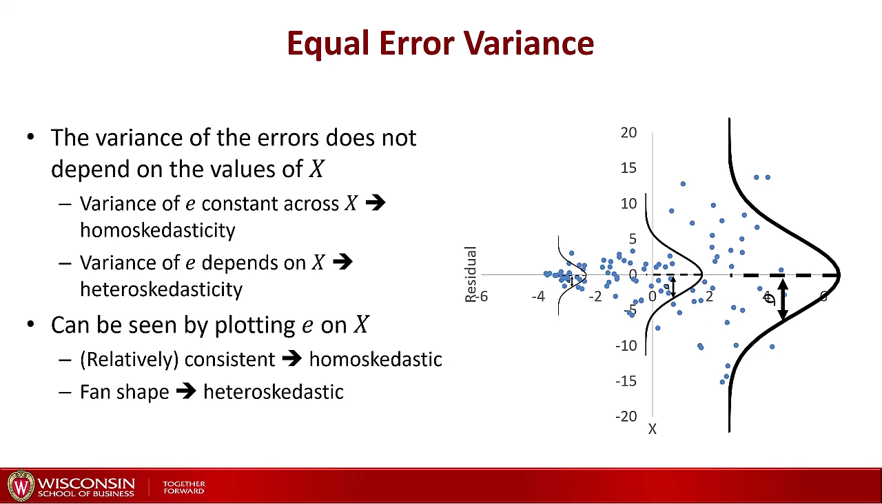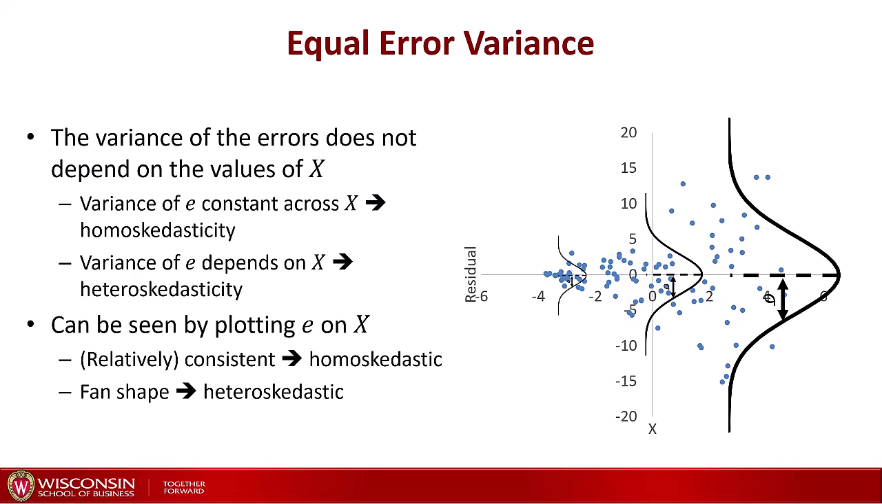When the variance of the errors is constant across all values of x, we say that the errors are homoscedastic. So we have homoscedasticity. However, if the variance of E depends on the value of x, then we have heteroscedastic errors. So we have heteroscedasticity.